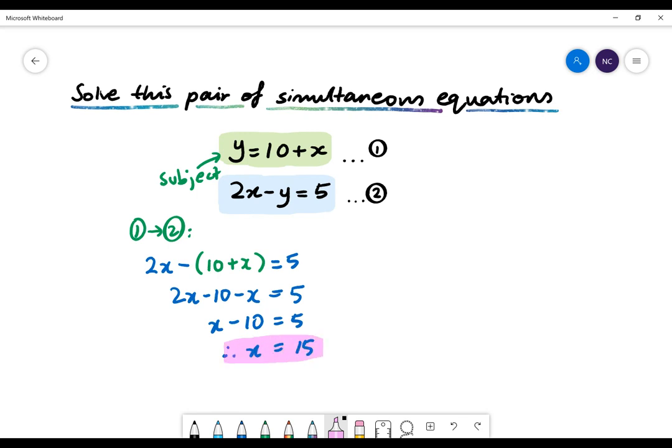Here we have half the solution. Let's rename this to be equation 3. And our last step is to find out what y is equal to. If you take a look at equation 1, plugging in what x is equal to will allow us to get what y is. So we're going to do equation 3, pop it into equation 1. So we'll have y is equal to 10 plus 15. So we have y is equal to 25.